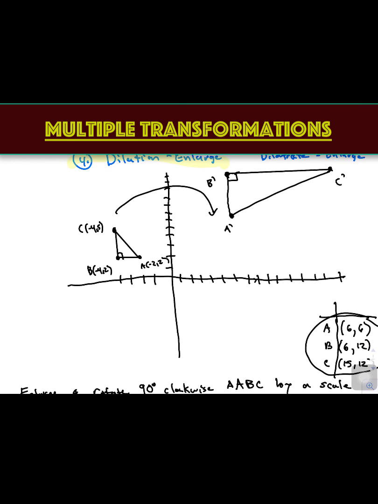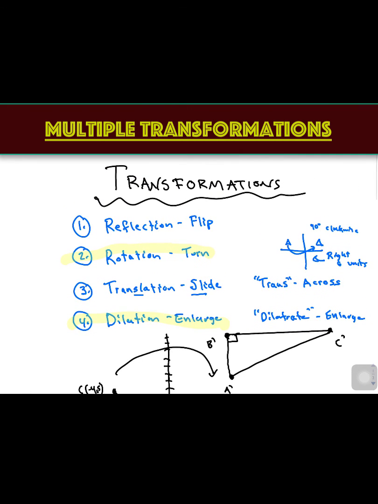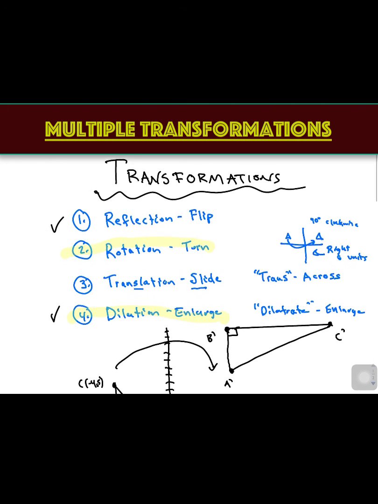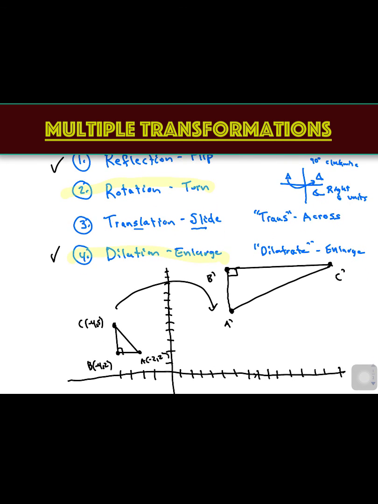That's about it for doing multiple transformations in one set. Obviously, you could make this a reflection and a dilation, or a reflection and a translation. It can be any combo, but since we just addressed dilation, we chose to do rotation and dilation.